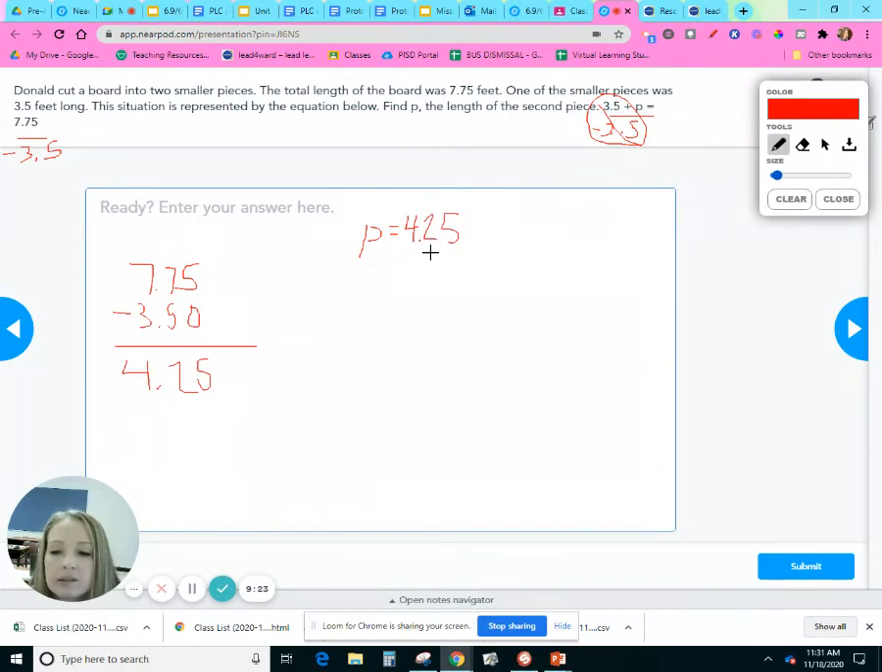Some people got answers that were 10 point something and 11 point something. But if you read the scenario, the total length of the board was this long. So how could a smaller piece, because it says it was a smaller piece, be longer than the whole board was? So you know you need to be getting a number that's smaller than 7.75.